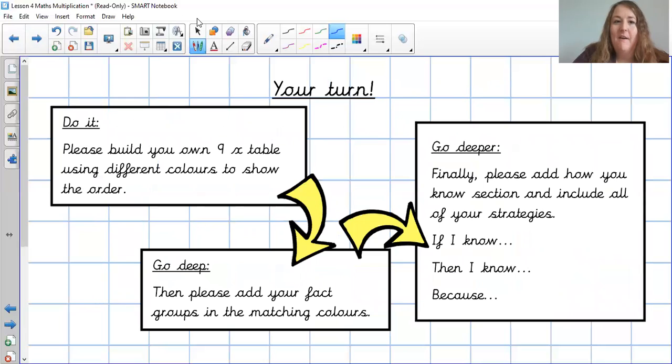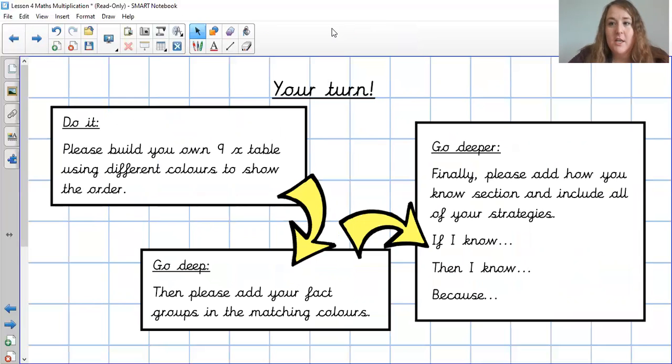Excellent. Okay, final task for today then. Your turn, your activity. Your task today is to build your own 9 times table using those different colours. That's to show the order and that's to show how you worked them. And I know both classes had a go very quickly when we did this for the 6 times table, but this is your chance to have a go again.